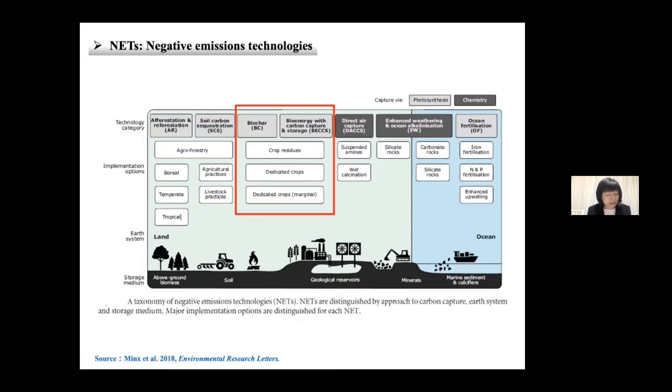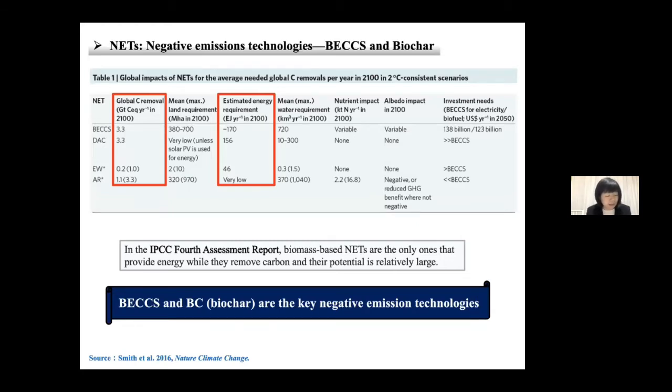Amongst all these NETs, biochar and BECCS are the only ones that could provide energy to society while also capturing carbon emissions. As we can see from the table, biochar is the only option that does not need energy input, but instead provides energy, and also its potentials are relatively large. However, prior literature has not evaluated another important biomass-based negative emission technology, biochar. But criteria in this table also, in many important reports, biochar and BECCS are considered the key technologies for reaching our carbon neutrality target.